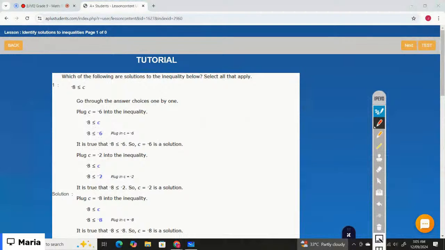Yes, it is. On the negative side, as you are moving far from 0, the numbers are getting smaller and smaller. So -8 is farther than -6. That means -8 is less than -6, right? So yes, c equals -6 is a solution. Then you have -2. -8 is less than -2. Yes, it is because -8 is farther than 0 on the number line. So -2 is also a solution. Let's just start with the test questions.